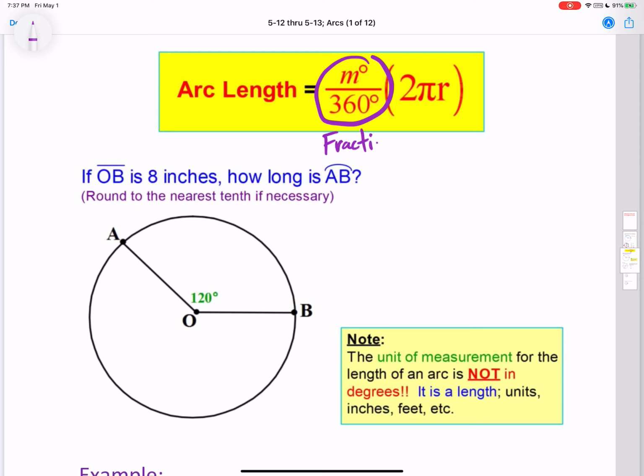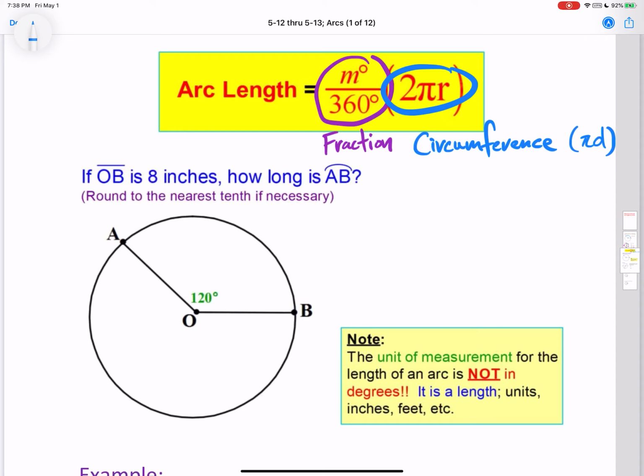And that 2 pi r, well, we've seen that before. 2 pi r represents our circumference. So what we want to do is we're going to take a fraction of our circumference. Now remember, the circumference can also be written as pi d. So if you're given the diameter, you can replace that 2 pi r with pi d instead.